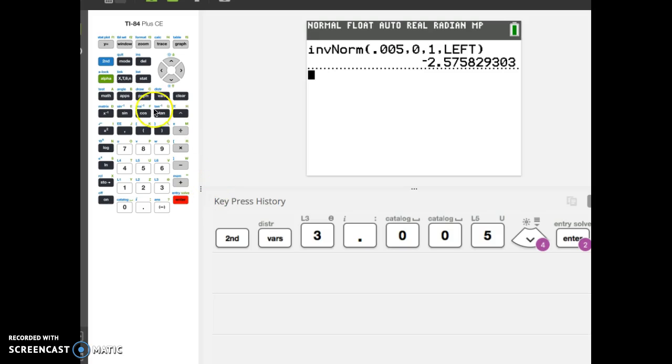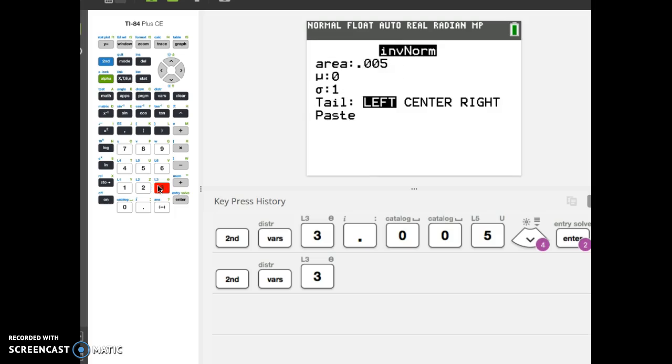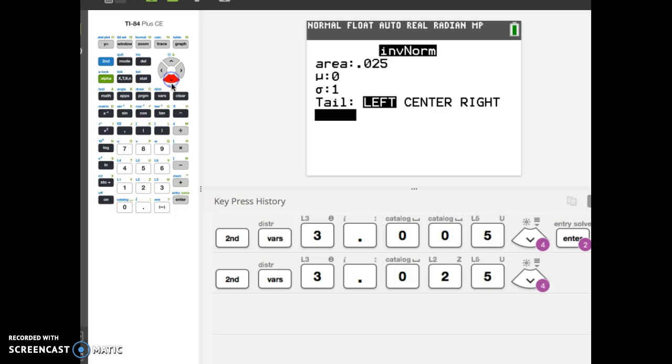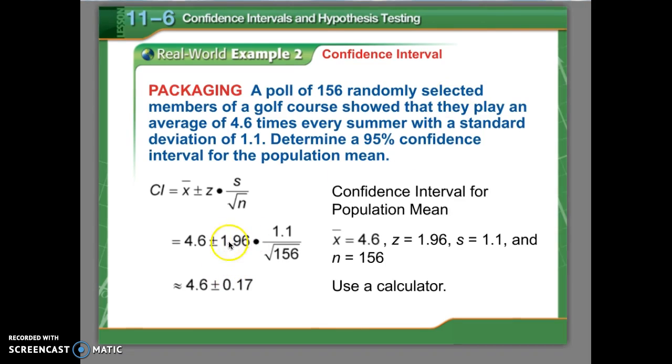So again, I'm going to come over here, second bars, choose option 3. This time we had 95% confidence, which means that there's 5% outside of our interval, and looking at one tail, that would mean there's 2.5% in each tail. So the decimal way for 2.5% is 0.025. We're going to go down and paste that in, and we get negative 1.96. And you can see that's how they got this number here of 1.96.